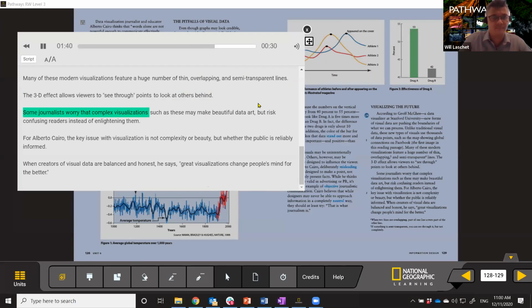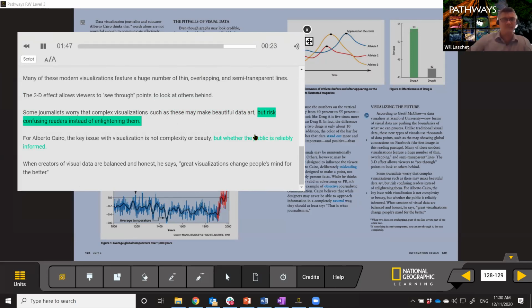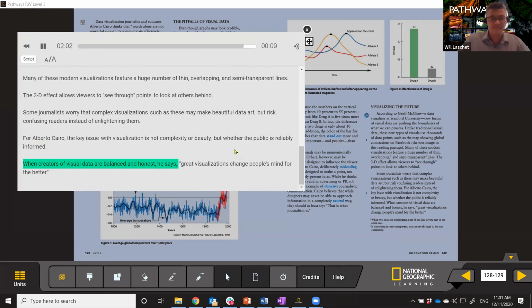Some journalists worry that complex visualizations such as these may make beautiful data art, but risk confusing readers instead of enlightening them. For Alberto Cairo, the key issue with visualization is not complexity or beauty, but whether the public is reliably informed. When creators of visual data are balanced and honest, he says, great visualizations change people's minds for the better. Okay, perfect. So I'm going to ask you one more question about this.